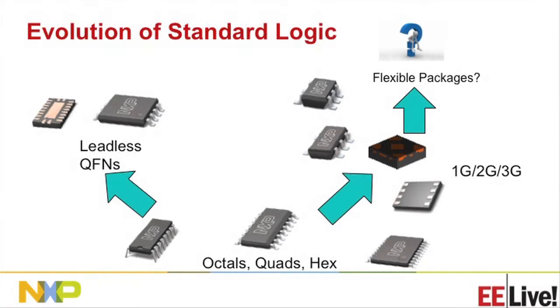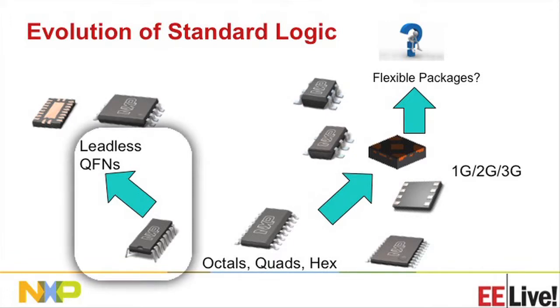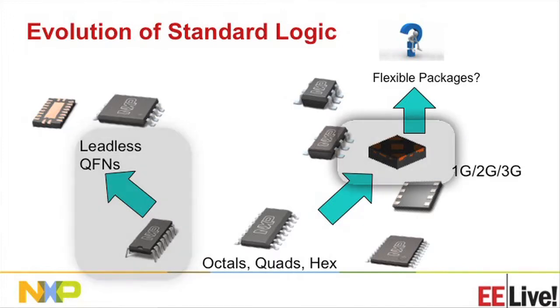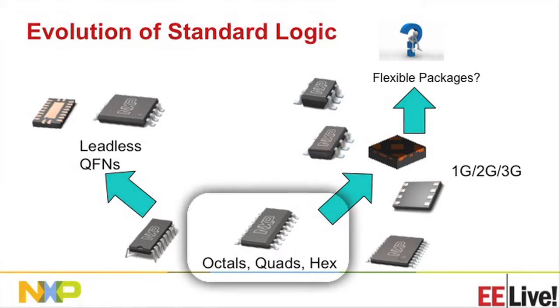So the standard logic has evolved in the last few decades from bigger packages and more functions in one package, like they used to be octals, quads, and hex, and it has evolved into smaller single, dual, and triple gate functions. In terms of packages, you would see the trend going into leadless. Even the latest package is the diamond package, which measures 0.64 square millimeters. That's small. But again, here you had 4, 6, or 8 functions. Here you are looking at single, dual, and triple gates.